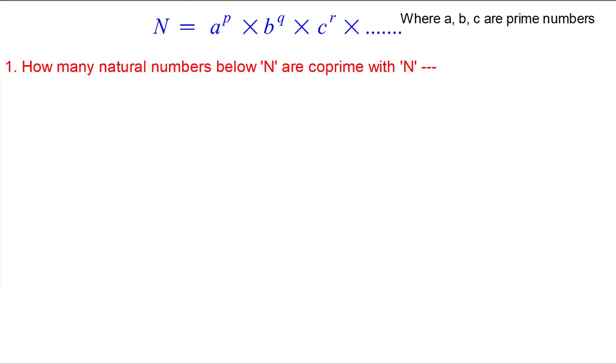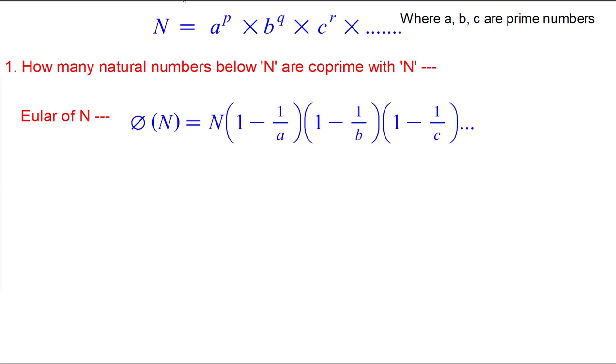So over here the problem statement is how many natural numbers below n are coprime with n. This concept is called Euler of n. We represent it by using the phi sign, that is phi of n.